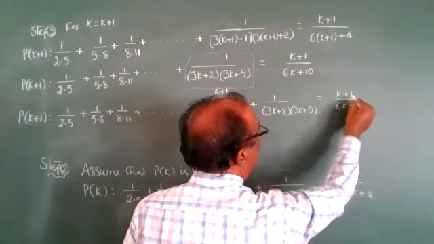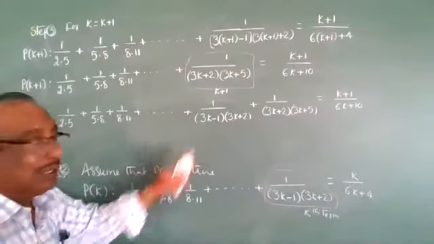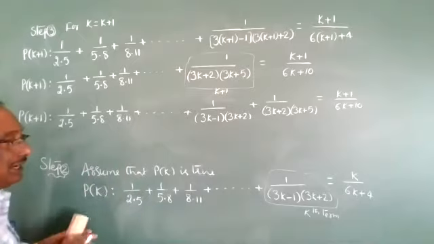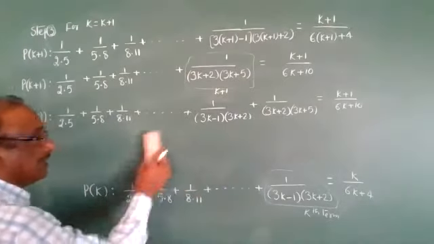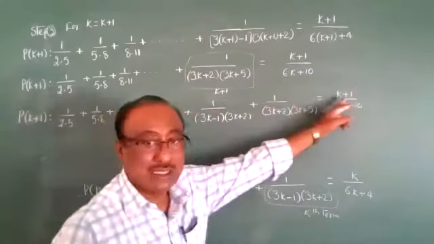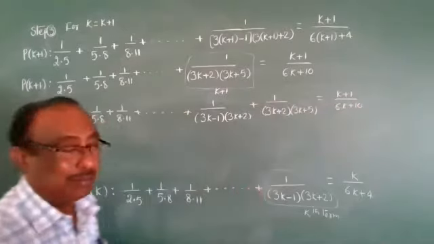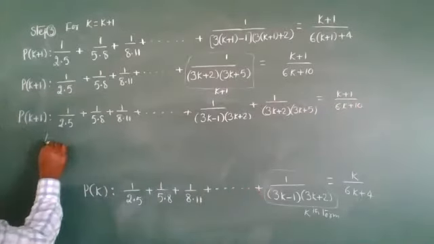We have to show that. This is the kth number now. Up to this, I will take the left hand side. Everyone see, the left hand side. I am through the right hand side. The answer is (k plus 1) by (6k plus 10). Right, take the left hand side.